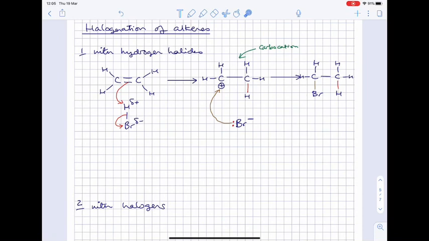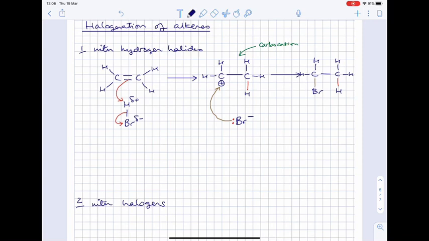Remember, if you have an asymmetrical alkene, you will get two different products if it was reacting with hydrogen bromide, because hydrogen bromide is an asymmetrical reactant. So I will upload a video to remind you about Markovnikov's rule, if you've forgotten how you predict which is the major product and which is the minor product if you have an asymmetrical alkene reacting with an asymmetrical reactant. But for now, I'm going to move on.